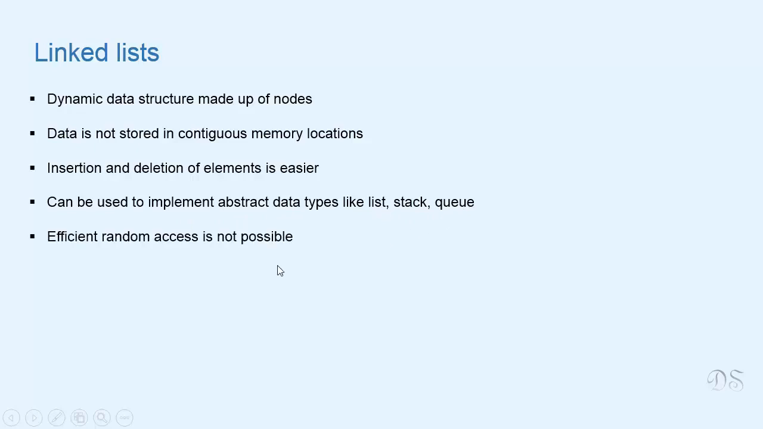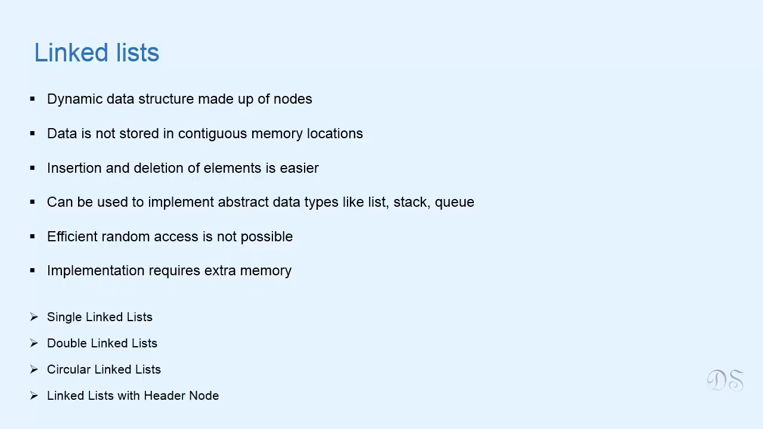Now, two disadvantages of linked lists are that efficient random access is not possible and some extra memory is required for the implementation. There are different variants of linked lists. In this course, we'll study these 4 variants, out of which the single linked list is the simplest one. So we'll start with single linked lists.